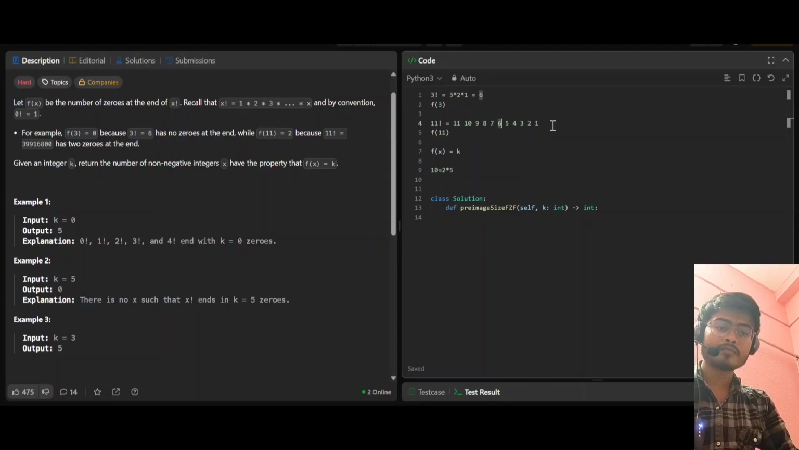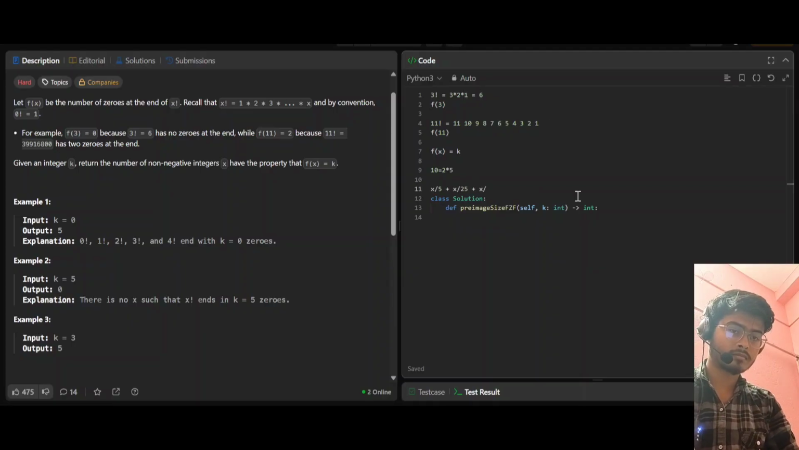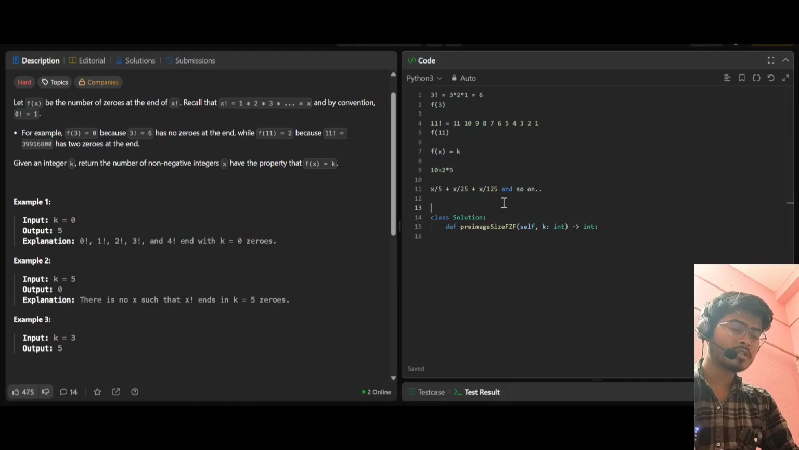Hope you understand. To calculate the number of trailing zeros in x factorial, we use this formula. The formula is x divided by 5 plus x divided by 25 plus x divided by 125 and so on, increasing in powers of 5. We use integer division in every step, so we take the floor of x divided by 5, and so on.